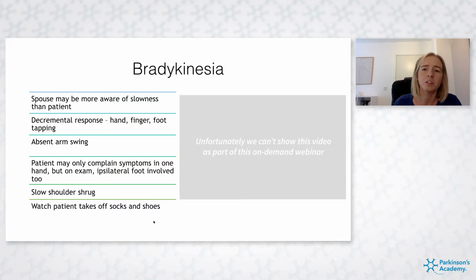Hypomimia is a sign of it. Also reduced arm swing on walking, the reduced blink rate. Patients may be drooling because they've impaired swallow. When you ask them to shrug their shoulders, it can be very slow.